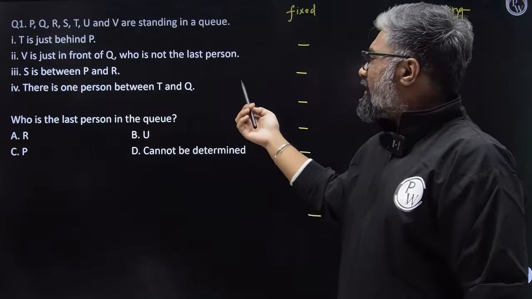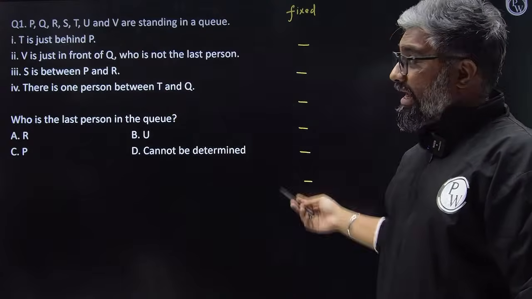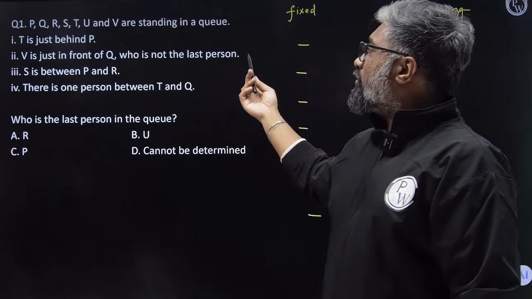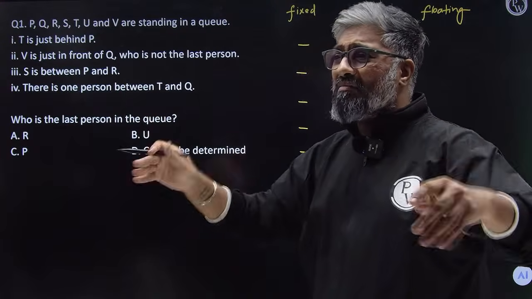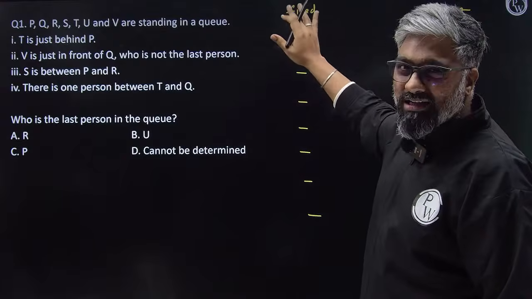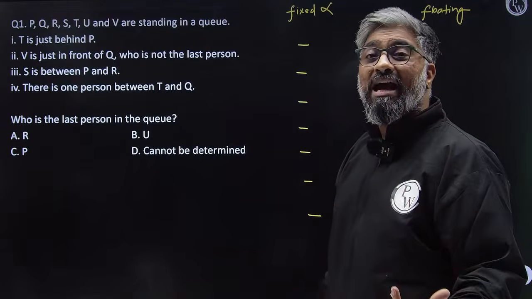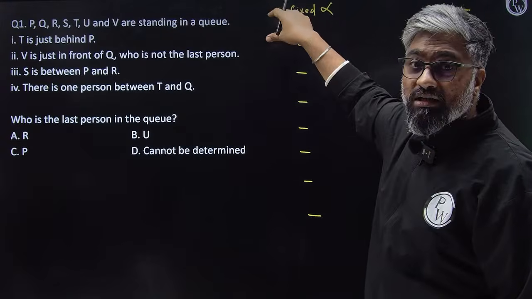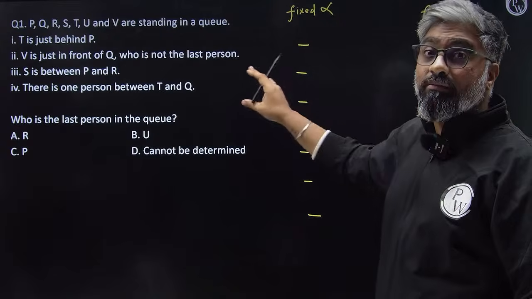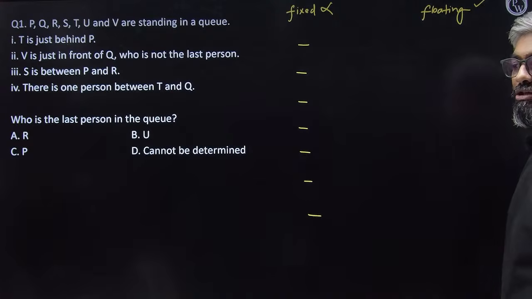One person between T and Q can come anywhere. T is just behind P, can come anywhere. V is in front of Q, is not the last person, can come anywhere. S is between P and R, can come anywhere. Can this be a fixed arrangement? Obviously not. Can't do fixed arrangement here because we don't know the actual order. There is nowhere said that this person is the first in the queue or the last in the queue or the middle in the queue. Nothing given specifically. So we will do a floating arrangement here.